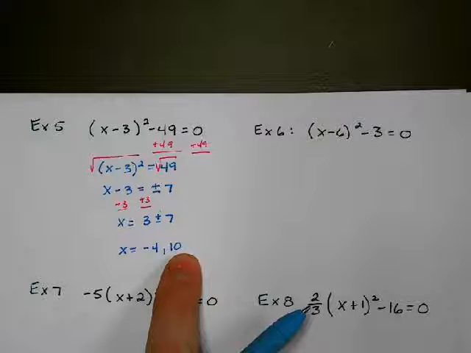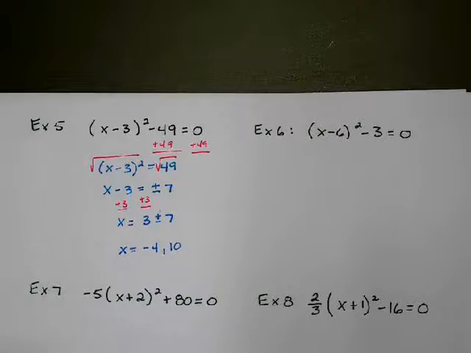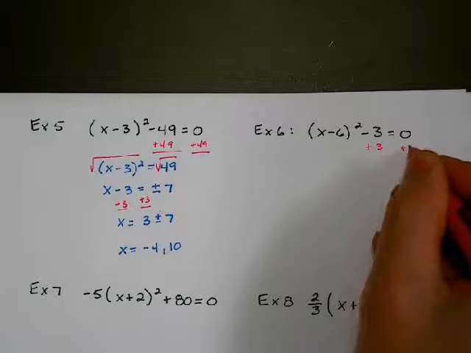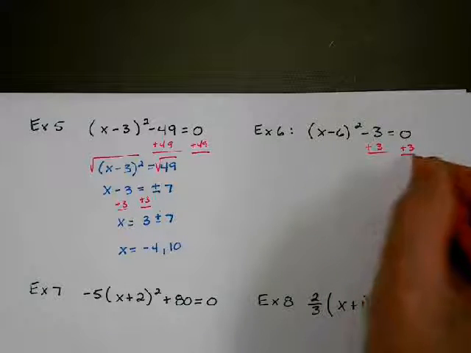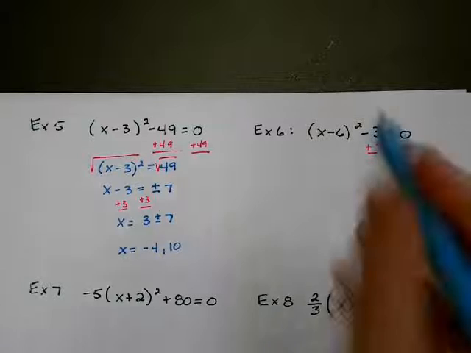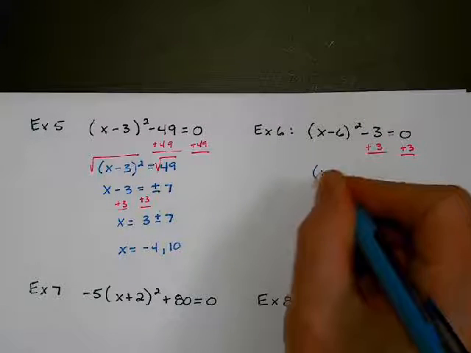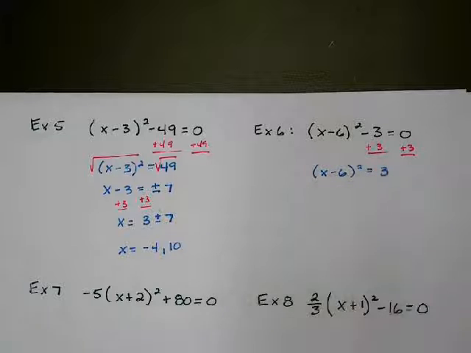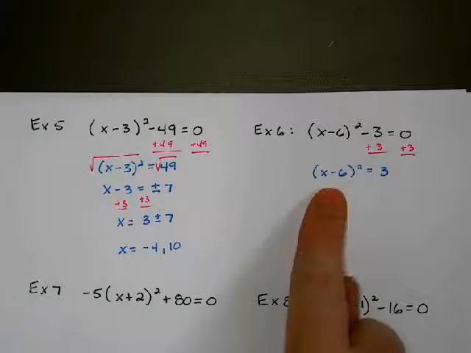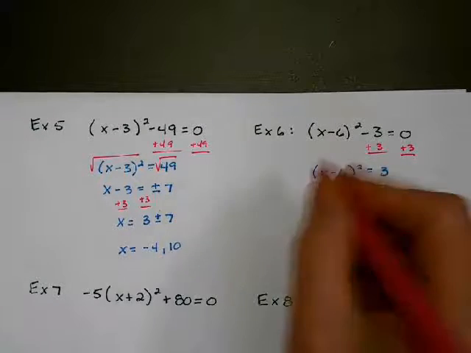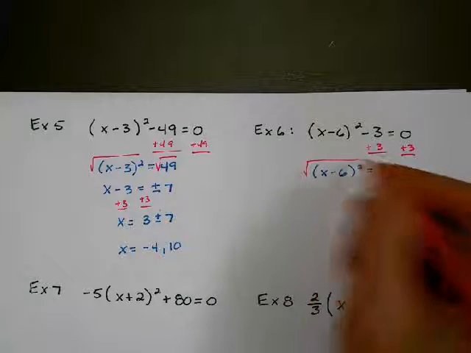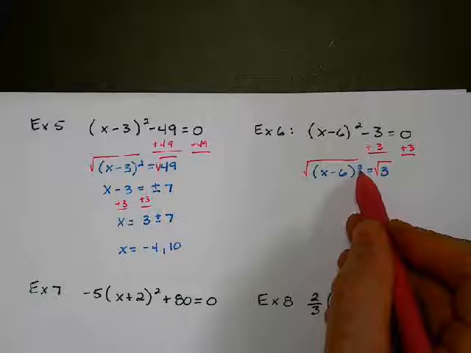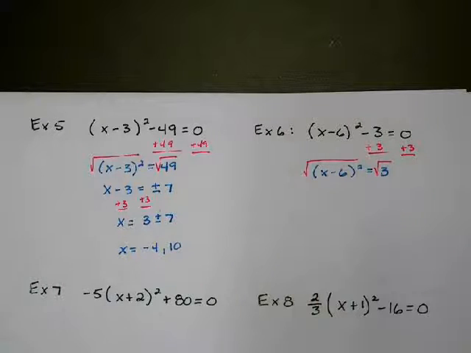All right, next one. We're going to add 3 to both sides. So that leaves us with x minus 6 squared equals 3. Okay, I've got the x minus 6 squared isolated, so now I can take the square root of both sides. Square root of that, square root of that. Square roots cancel squaring because they're opposite operations. So I end up with x minus 6 on this side.